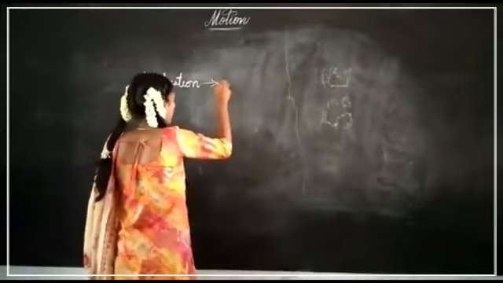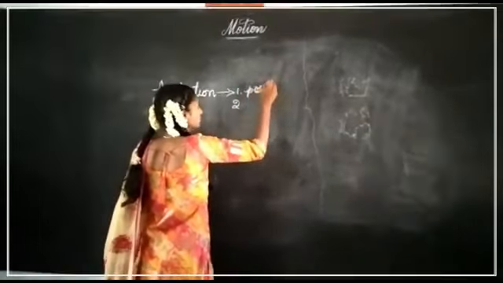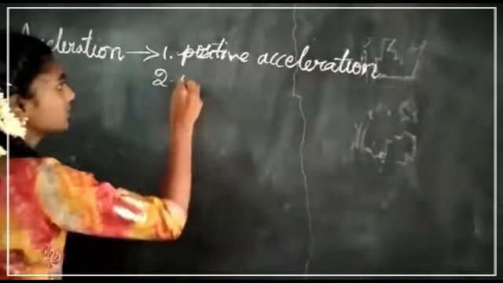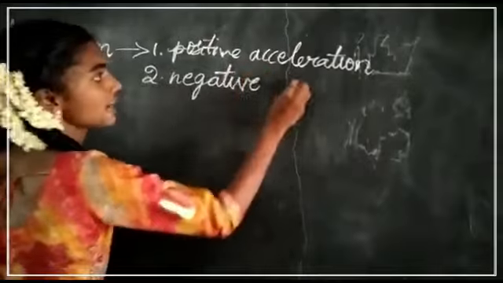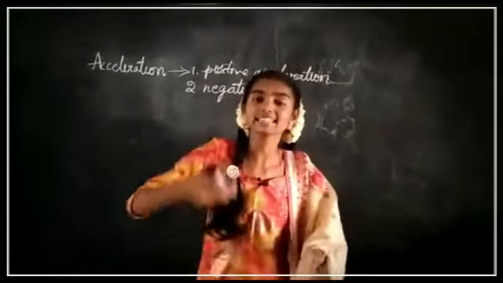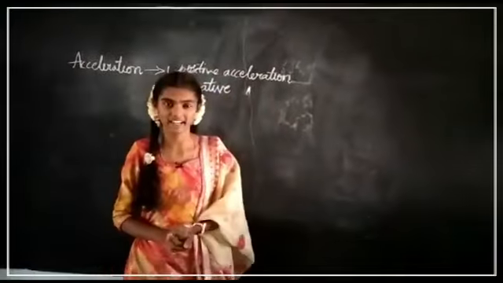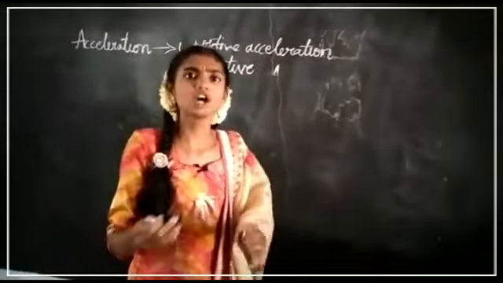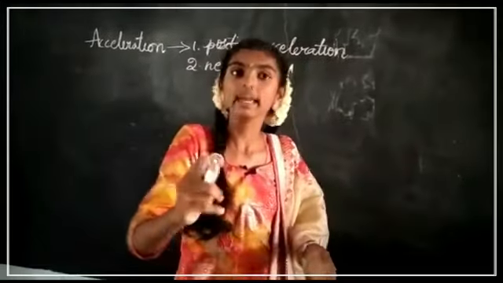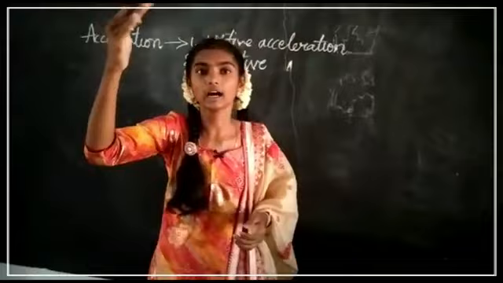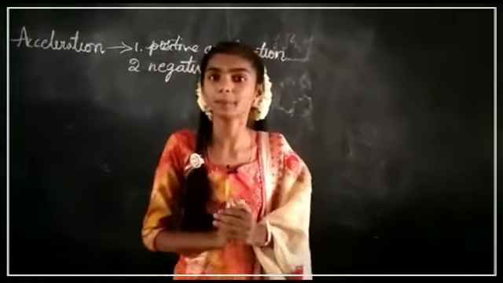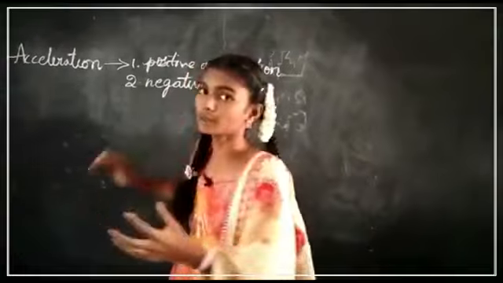In acceleration, we have two types of accelerations: positive acceleration and negative acceleration. So what is meant by positive acceleration? When the velocity of a body increases with respect to time, it is called positive acceleration. For example, the velocity of a car is steadily increasing from 30 km per hour to 40 km per hour in 1 second, and then 40 km per hour to 50 km per hour, and so on. So this is positive acceleration, which will be increasing.